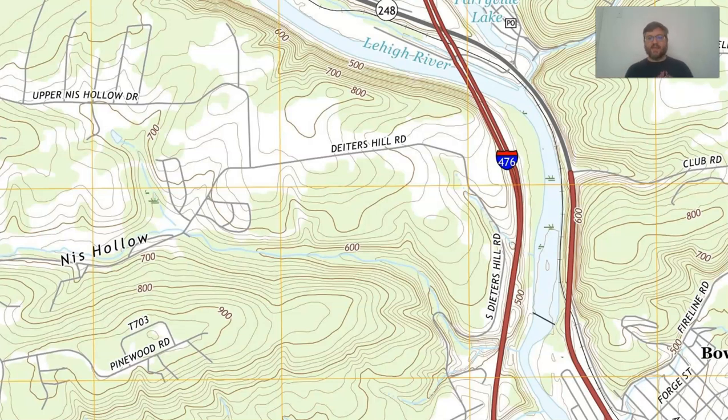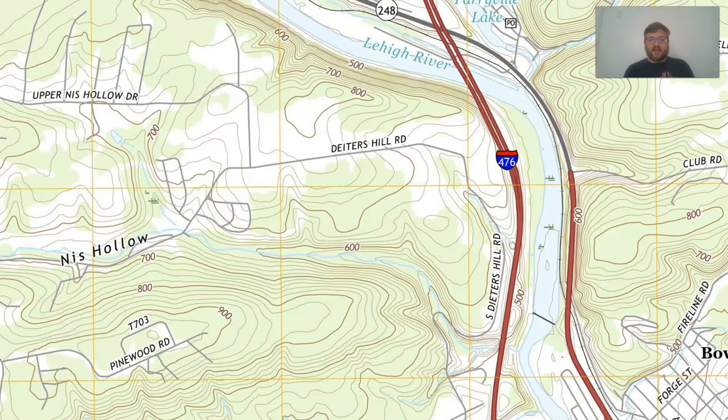You can also see the same thing going on with that little unnamed stream just to the north of Niss Hollow. You can see again those V shapes that are pointing, in this case, kind of northwest, so that we know that stream flows downhill to the southeast.